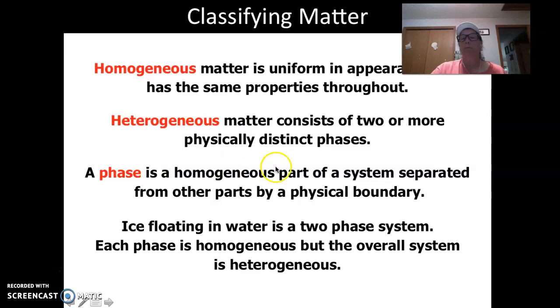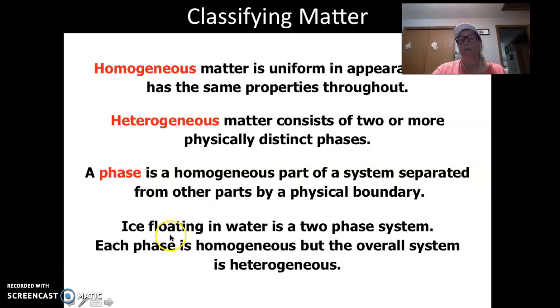And when I talk about a phase, there's a boundary. Like oil and water don't mix together, so you're going to have the oil on top. The oil is less dense, so it's going to be on top. That would be one phase on top of another. There's a boundary between them.